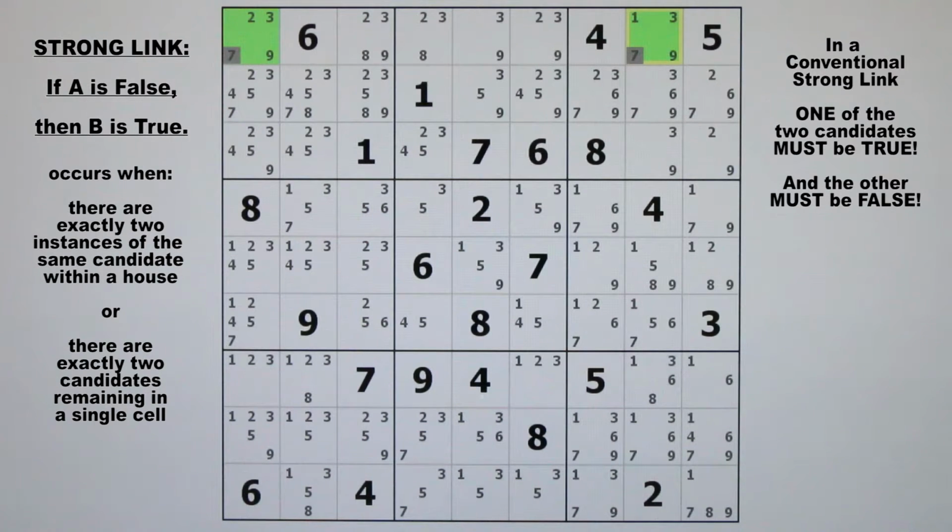If A is false, then B is true. And this works in all three types of houses: a row, a column, or a block. Let's take a look at some more examples. Now we see in row 4, there are only 2 instances of candidate 6, here in column 3 and here in column 7. So one of them must be true and the other must be false. There is a strong link between those 2 sixes in that house in row 4.